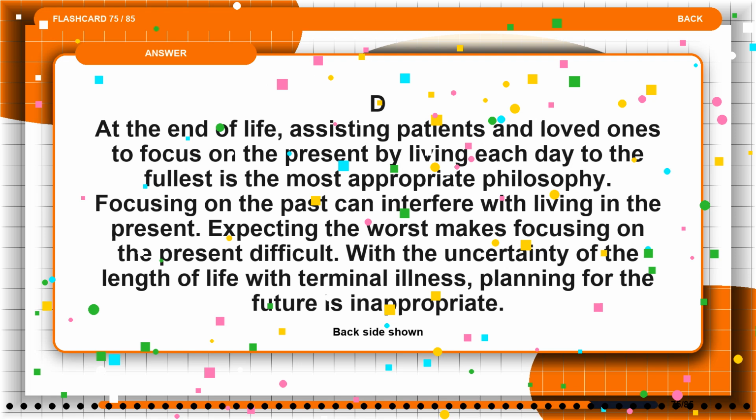The answer is D. At the end of life, assisting patients and loved ones to focus on the present by living each day to the fullest is the most appropriate philosophy. Focusing on the past can interfere with living in the present. Expecting the worst makes focusing on the present difficult. With the uncertainty of the length of life with terminal illness, planning for the future is inappropriate.